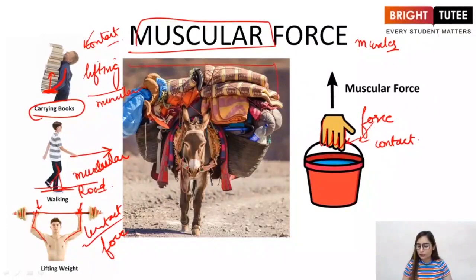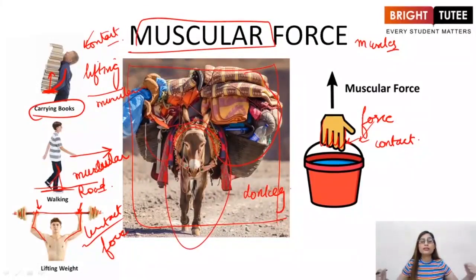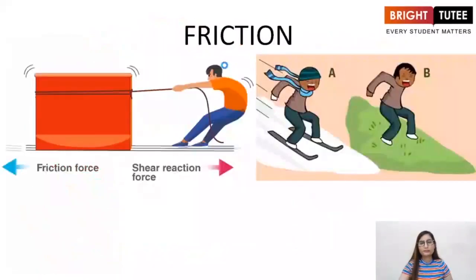Now coming to this picture, here you see a donkey carrying huge weights in different areas. We use many animals to carry our weights and this is only possible due to the muscular force of this animal. He is utilizing his muscles to produce some force due to which he is able to carry these objects. And this is again a contact force, right? So these were the examples of muscular force being a contact force.